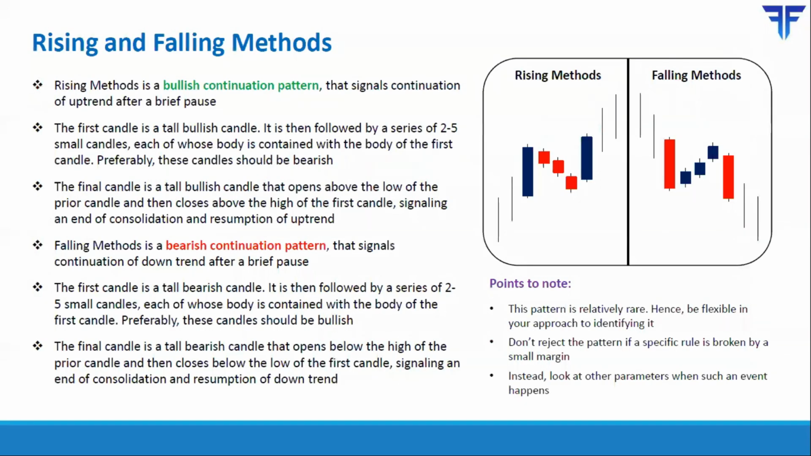Then the final candlestick pattern that I would like to discuss today is a rising and falling method. Again, this pattern is relatively rare, but it tends to appear occasionally, especially on the daily time frame chart. Now, this is a continuation pattern. A rising method is a bullish continuation pattern that appears during an uptrend. Now, the first candle of this pattern is a tall bullish candle, indicating that buyers are very much intact and the uptrend is very much healthy.